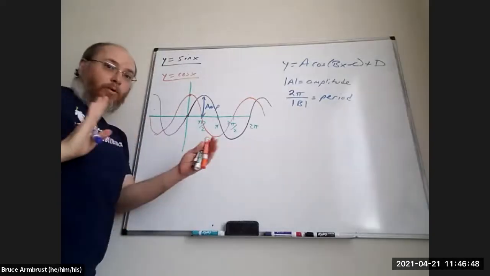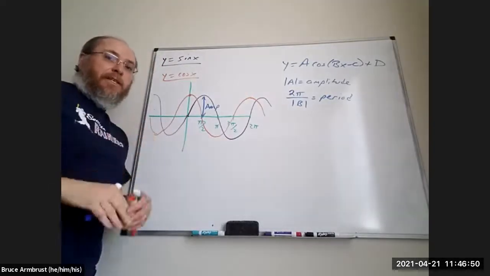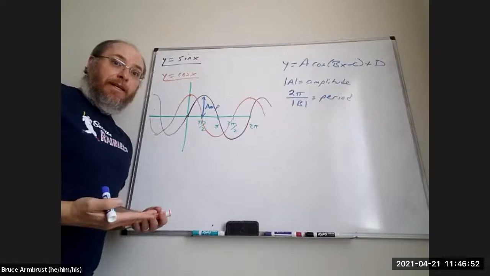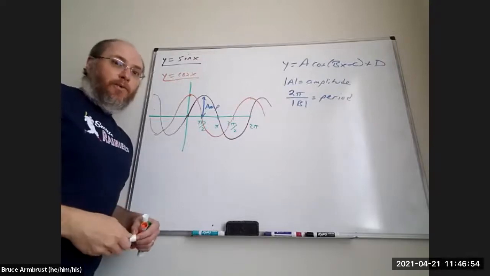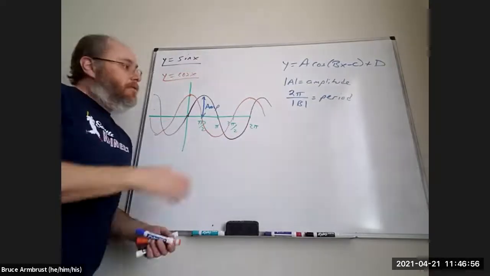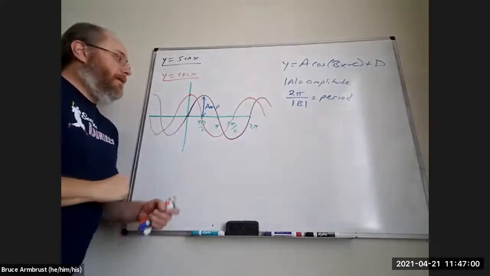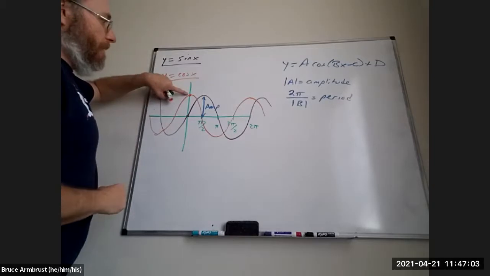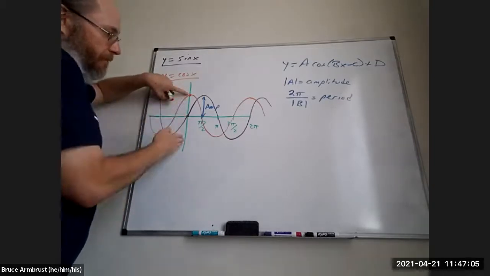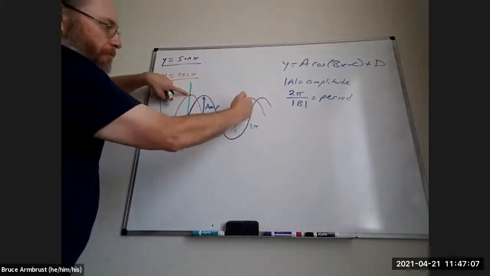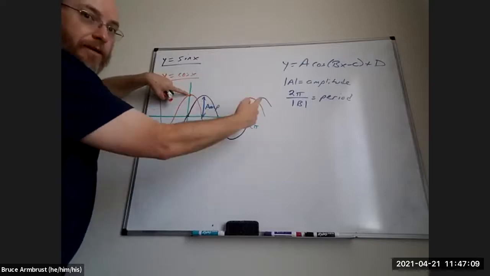So B is a horizontal stretch and compress, which is going to change the period. Remember what the period is: how long it takes to repeat this function. So for regular sine and cosine, it's 2 pi, right? Think about where this maximum is on cosine. It's at 0. The next maximum is at 2 pi. So it's got a period of 2 pi.